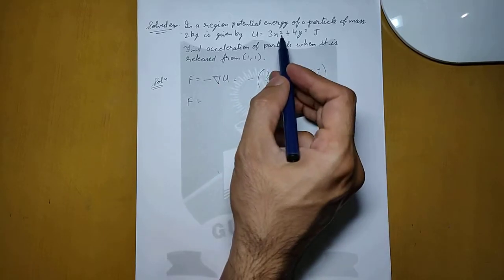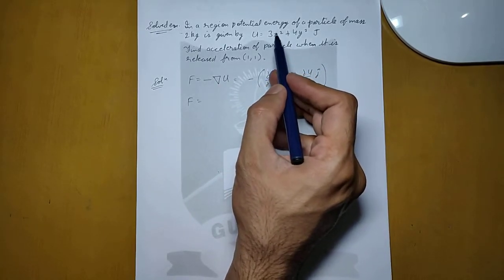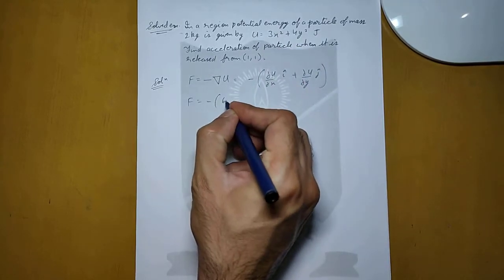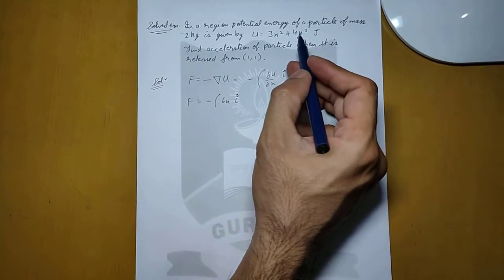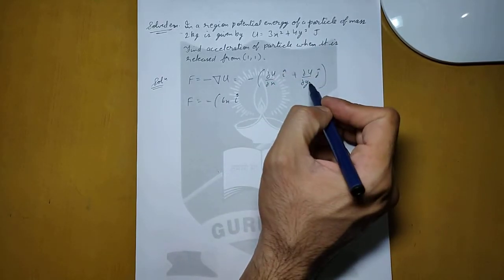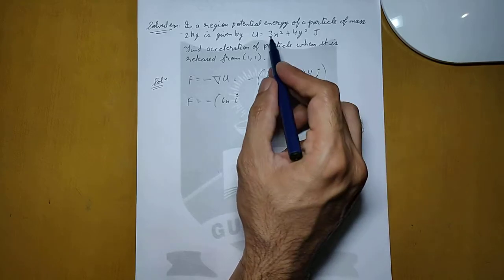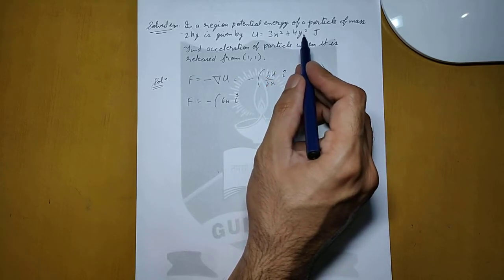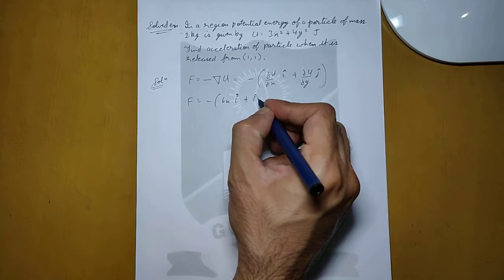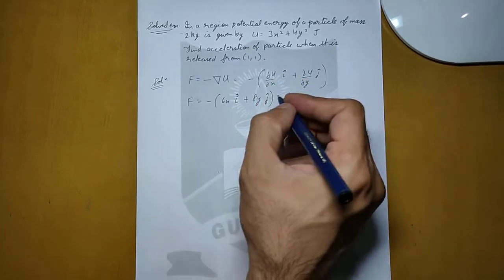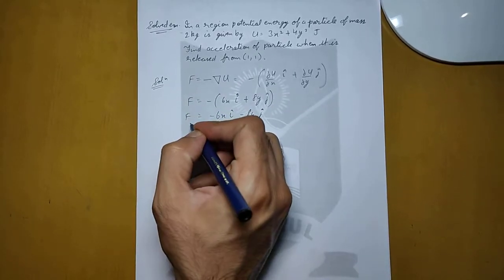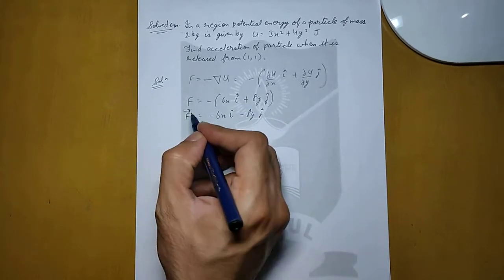Now for this force, if we differentiate 3x square with respect to x, it will be equal to 6x, so 6x i cap. When you differentiate 4y square with respect to x, it will be treated as constant, so 0. Similarly, when we are differentiating with respect to y, the first term will become 0, it will be constant, and the differentiation of the second term will be equal to 8y, so 8y j cap. So this will come out to be minus 6x i cap minus 8y j cap. This will be the force. It is in vector form, so we will use the vector sign.